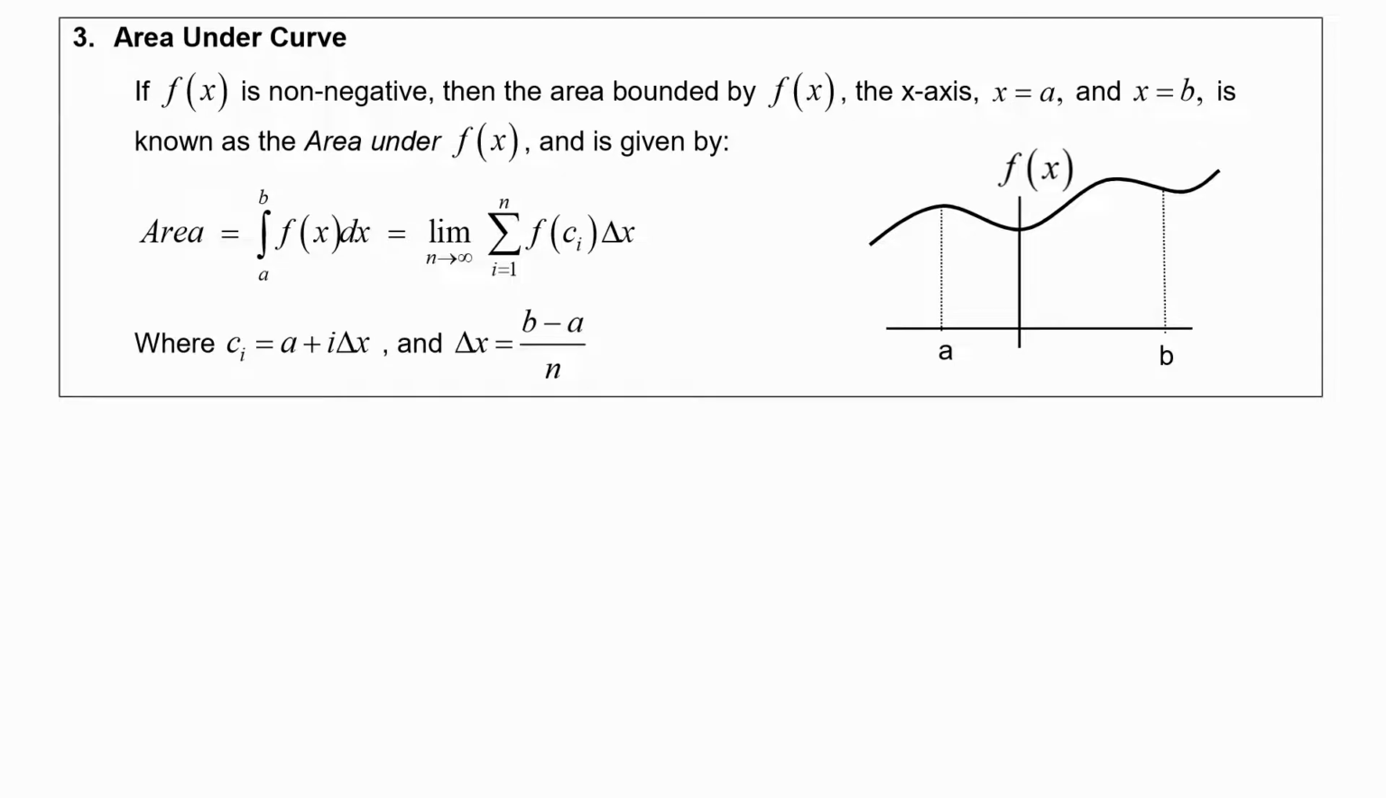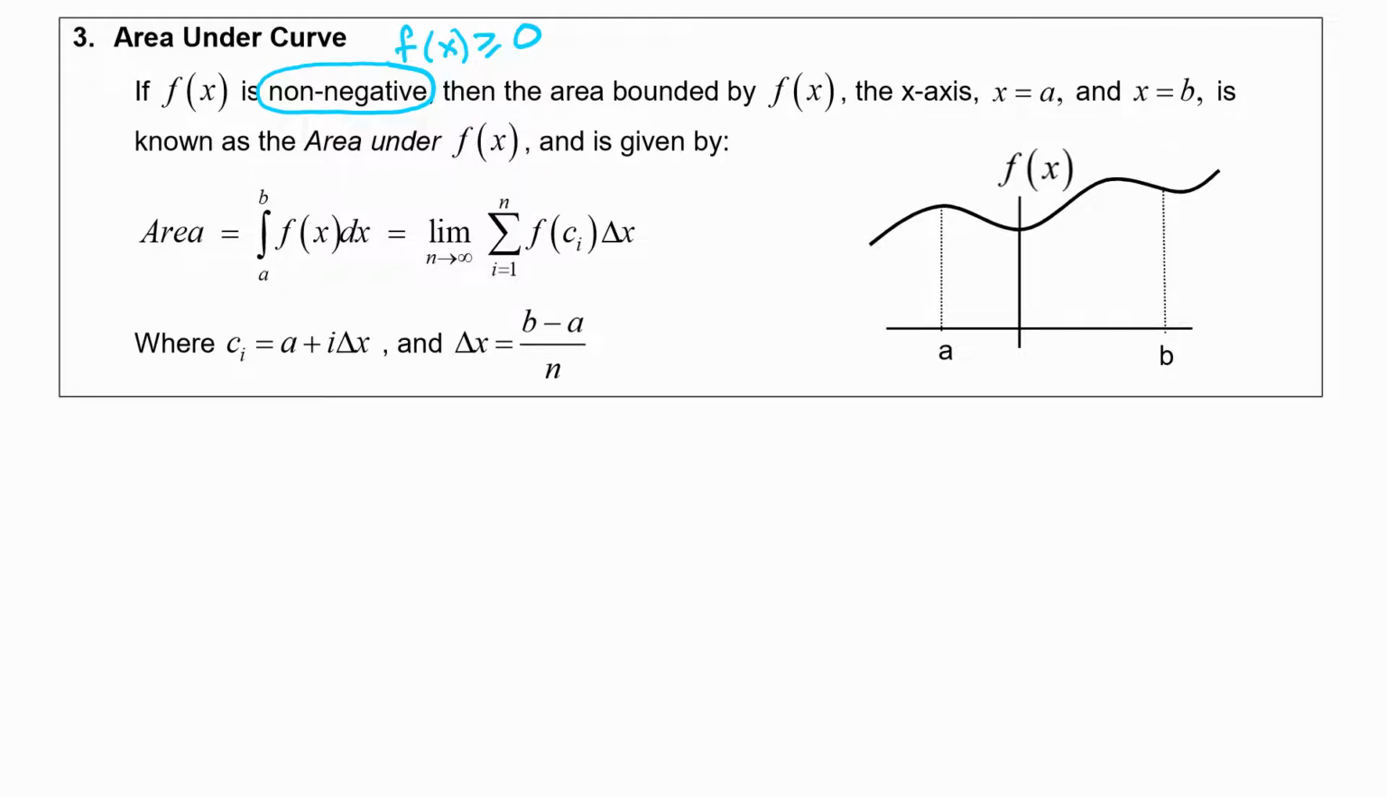Next up, we look at the area under a curve. If f of x is non-negative, and remember, non-negative means that f of x is greater than or equal to 0, because remember, a function can be in three states: positive, negative, or 0. So non-negative means 0 or positive.